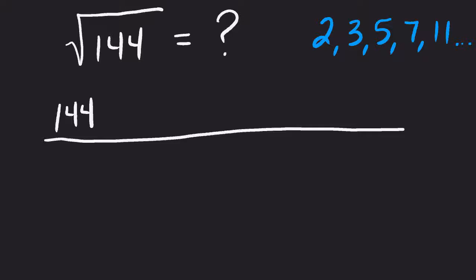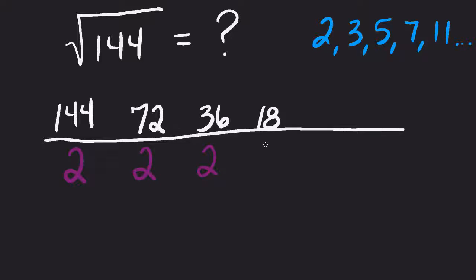So starting off with the smallest prime, I'm going to go with a 2. 144 divided by 2 gives me 72. Divide that by 2 gives me 36. Divide that by 2 gives me 18. Divide that by 2 gives me 9. Divide by 2, nope, because that won't work evenly, so let's divide by 3 now. So 9 divided by 3 returns a 3, and divide that by 3 leaves a 1.